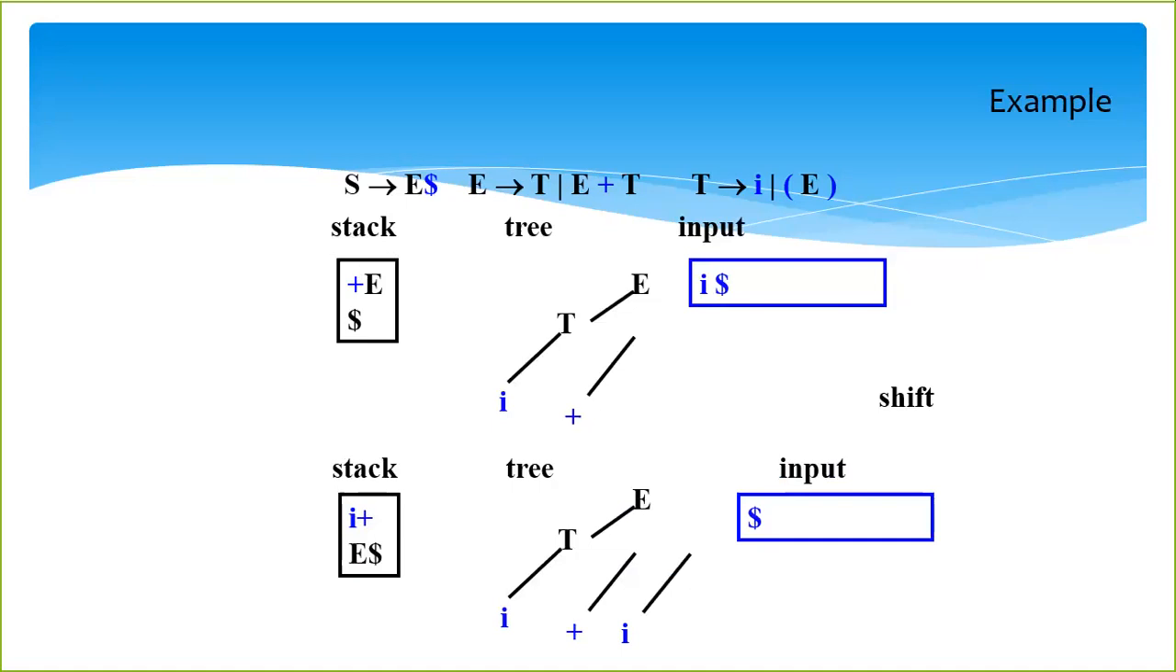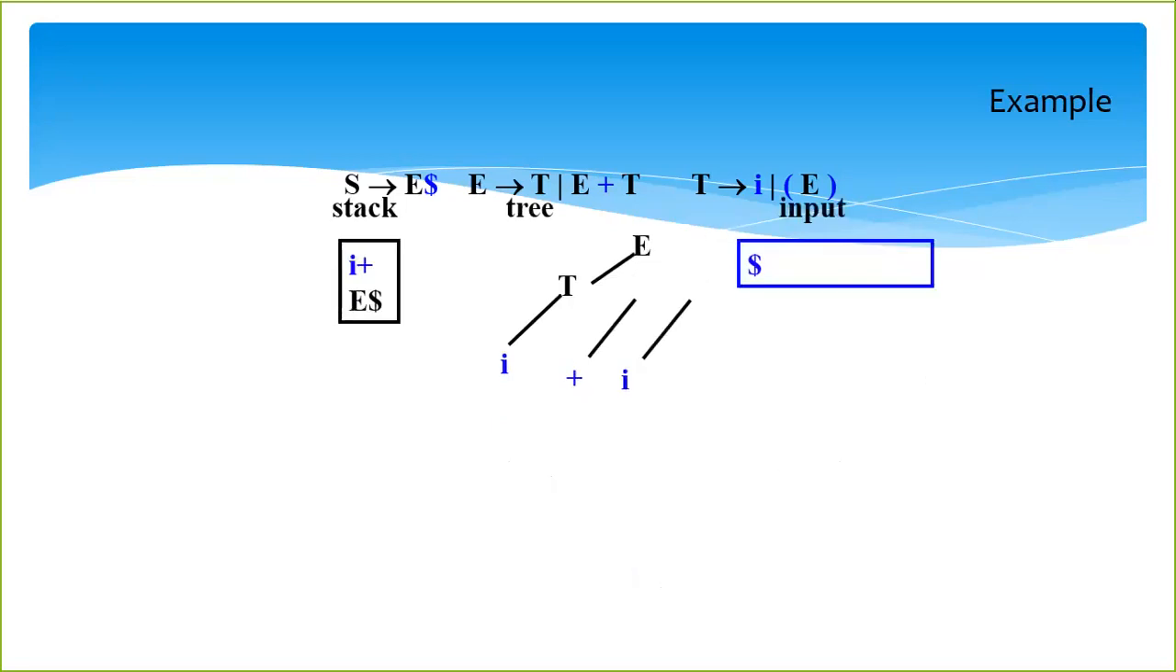While you perform this type of operation, ultimately you do not have any input symbol left, but in the stack you need to perform some operation, because in the stack you have I plus E, which has already been shifted to the stack. Obviously, we do not have any option other than to perform the reduce operation, because nothing is available for a shift operation. All input symbols have already been shifted.